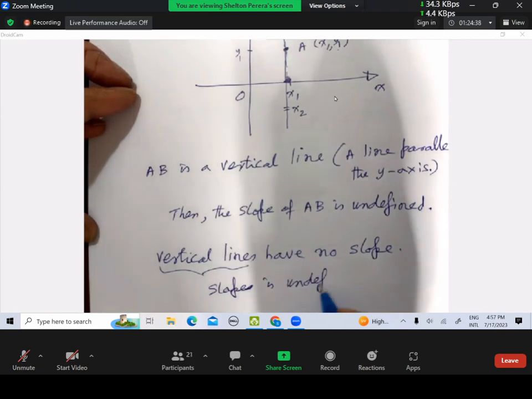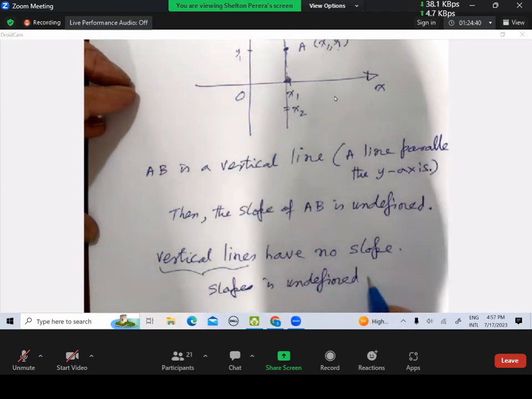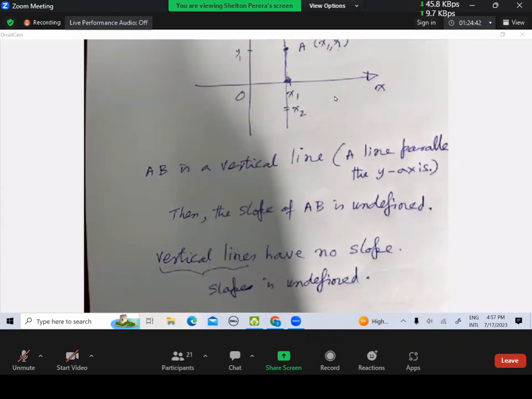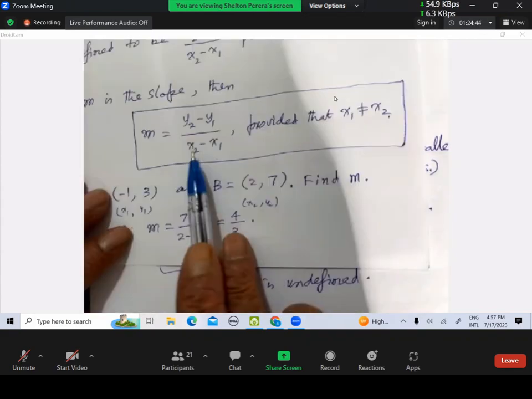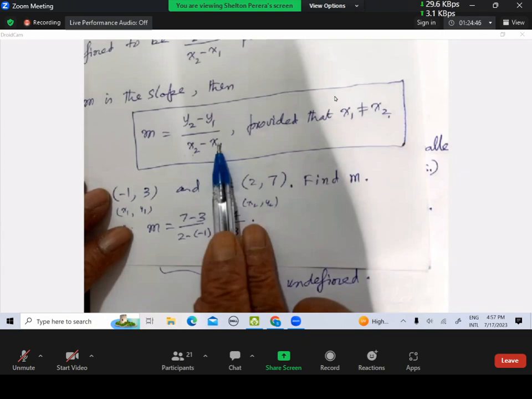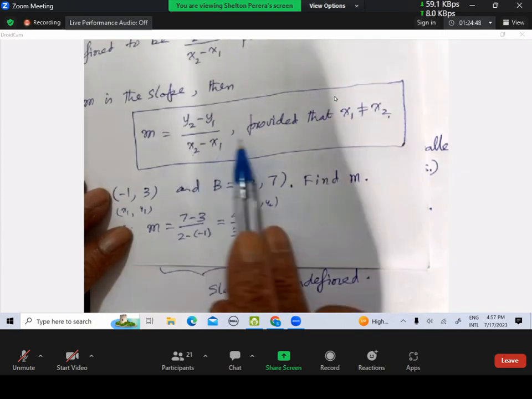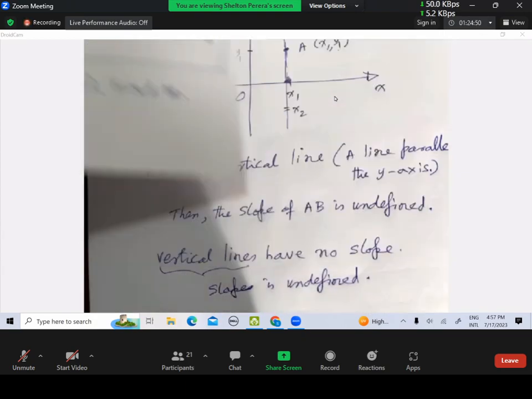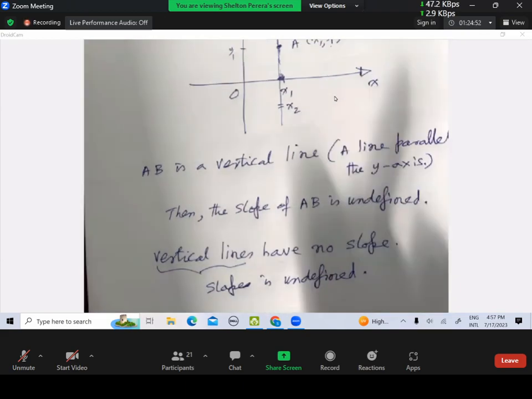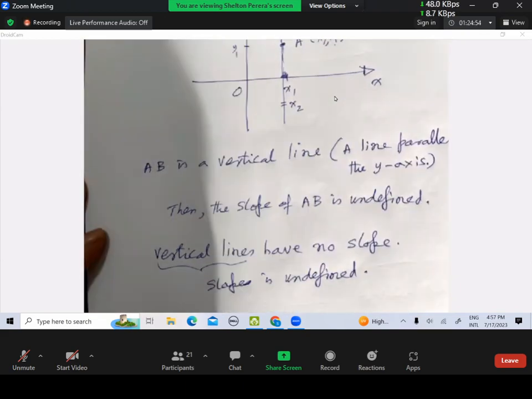Don't say infinity or anything. Undefined. Because if x1 is equal to x2, this becomes 0. Division by 0 is undefined, meaningless. Okay.